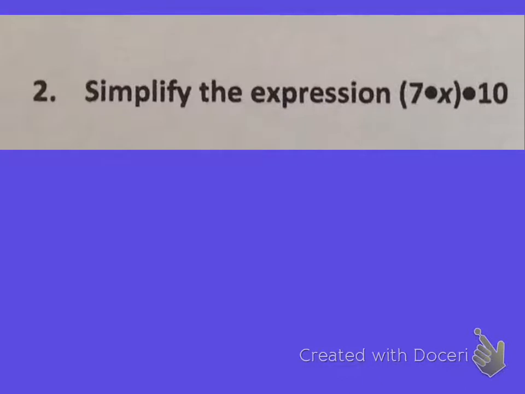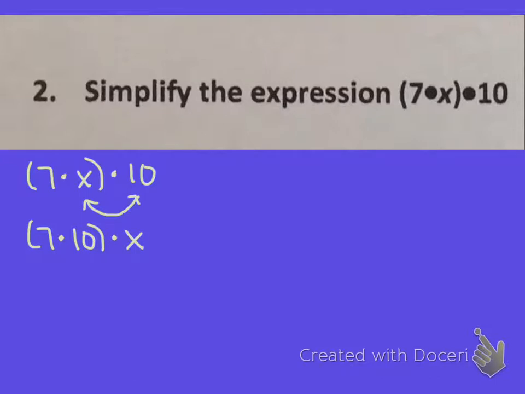Simplify the expression 7 times x times 10. Well, I see that inside the parentheses we have 7 times x, and outside the parentheses we have 10. According to the commutative property, I can switch the places of the x and the 10 so that both of my constants, my numbers without variables, are next to each other. So that is thanks to the commutative property.